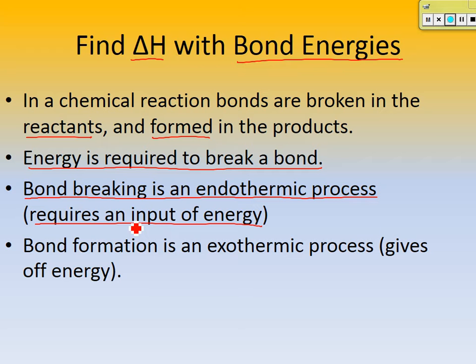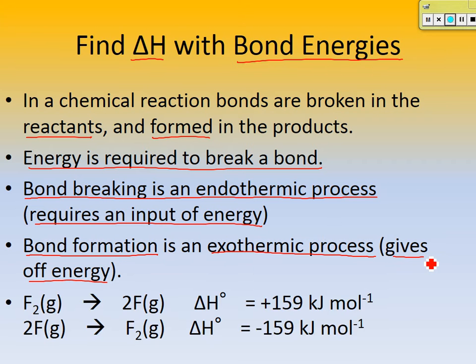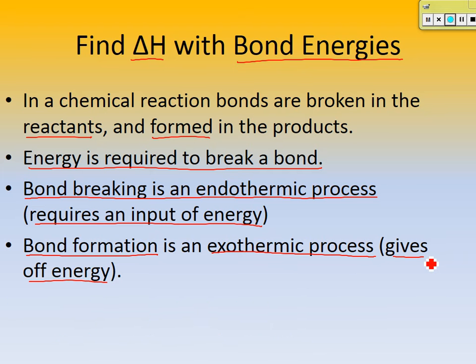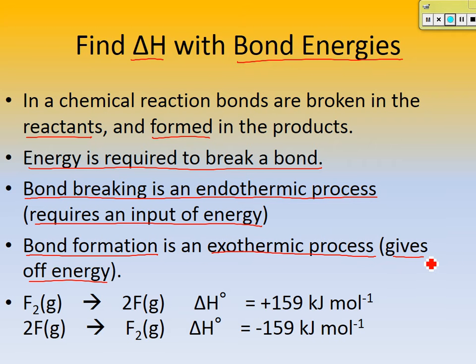Well, now let's talk about what happens on the product side. Bond formation is an exothermic process because it gives off energy. So it gives off energy. This is important to understand, and I've got a couple of examples right here to show you what I mean. Okay, so let's number these reactions down here. This one's 1 and this one's 2.